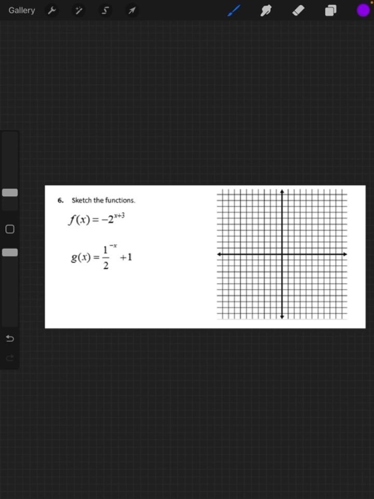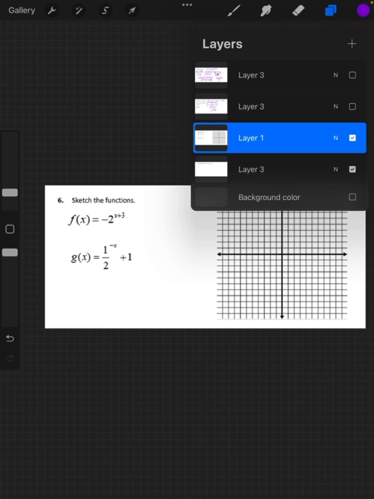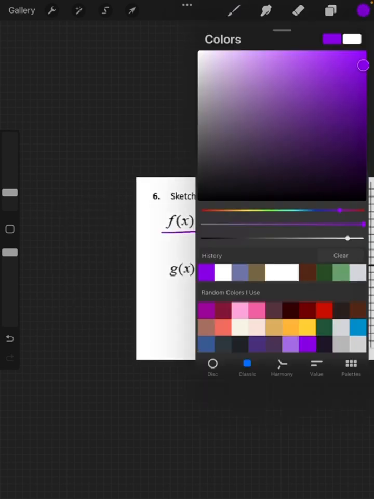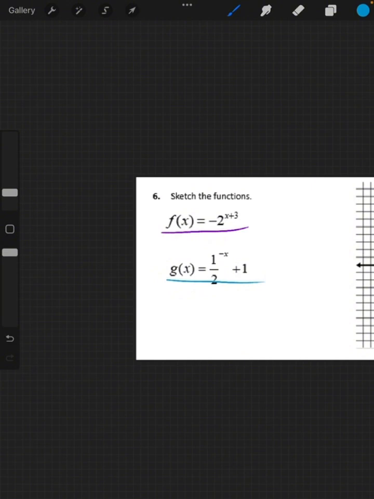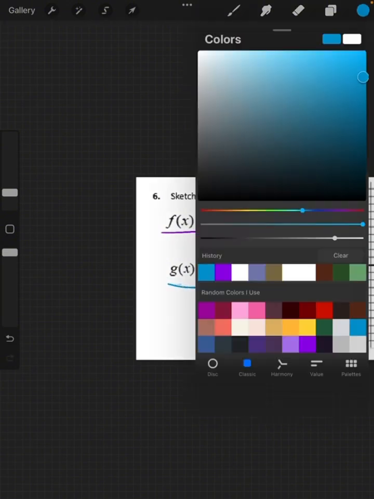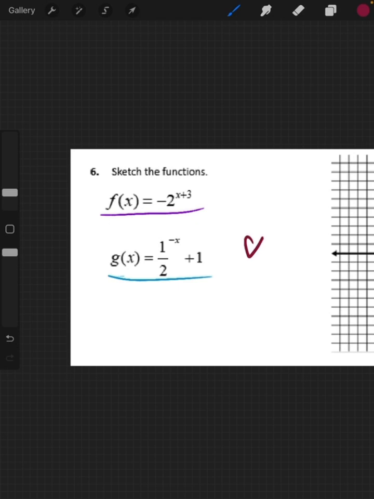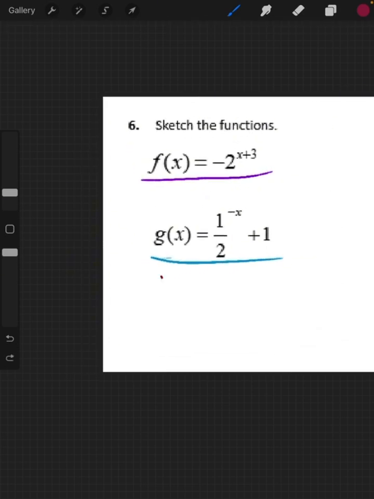Sketch the functions. Oh man, this is the one I didn't like. Okay, we're gonna do this differently. Let's color code everything. This function will be Urple. This function will be Weezer Blue. Yes, this is actually color picked from the Weezer album, so when I say it's Weezer Blue, it is Weezer Blue. And then we're gonna do this pink for the first parent function.